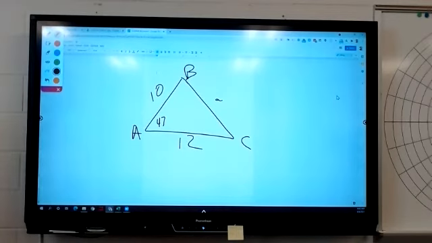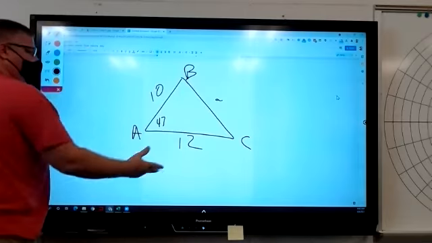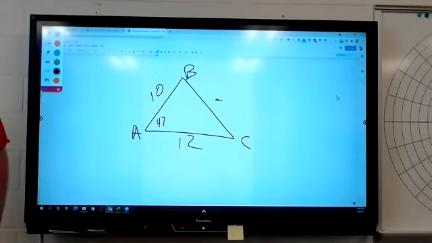What don't I have? What did I say you had to look for first in law of sines? Find a pair. Do I have any pairs here? I got one part but not the other, one part but not the other. I'm out, correct? This is why we need law of cosines.